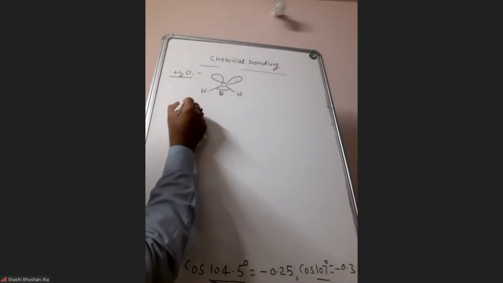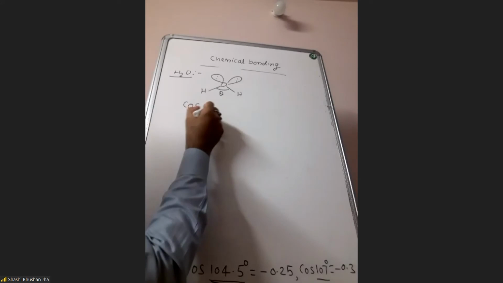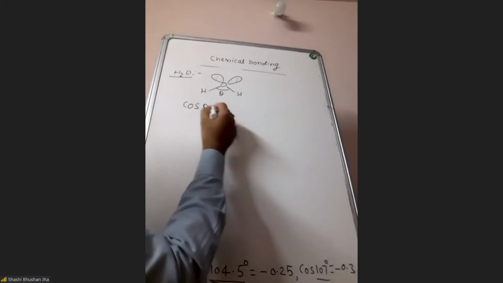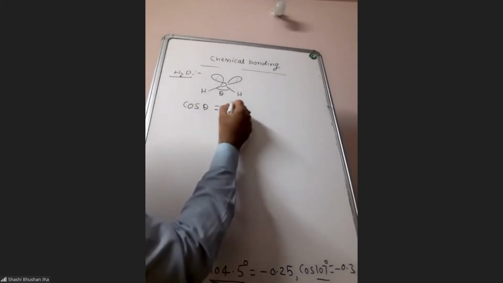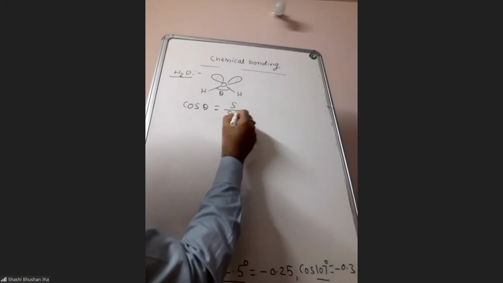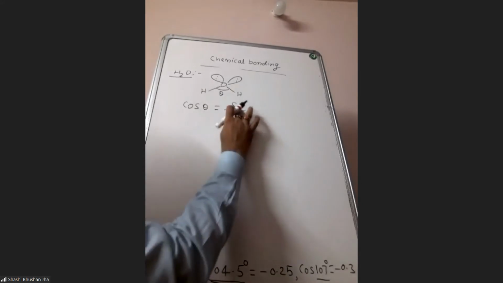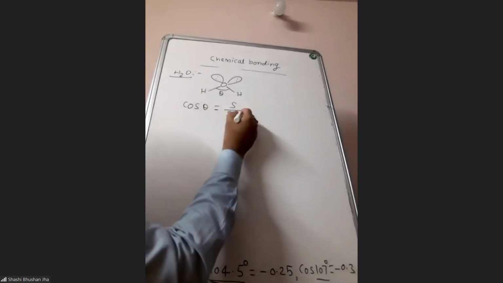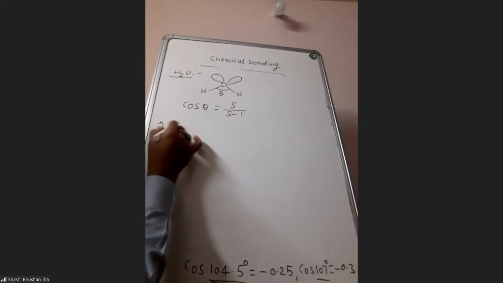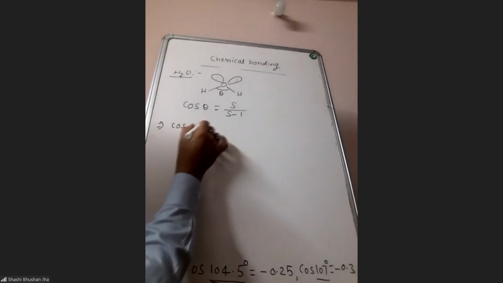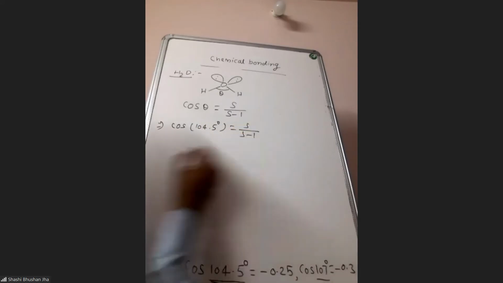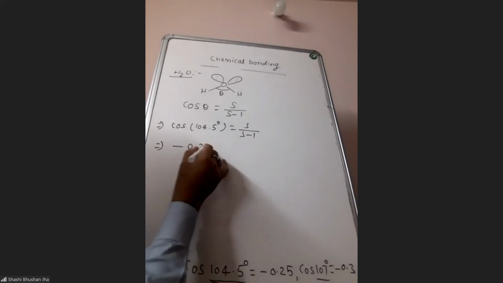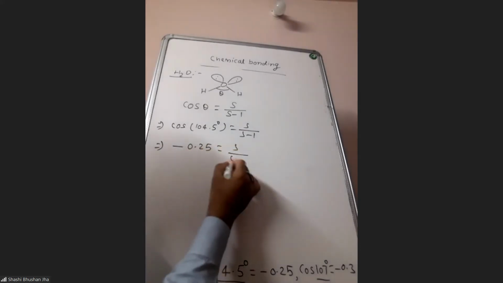Now the fraction of S character in a bond can be calculated with the help of this relationship. It is told in the question that you can calculate using this formula, S by S minus 1. So cos 104.5 degree will be S by S minus 1, and cos 104.5 degree is given, it is minus 0.25, this is equal to S by S minus 1.